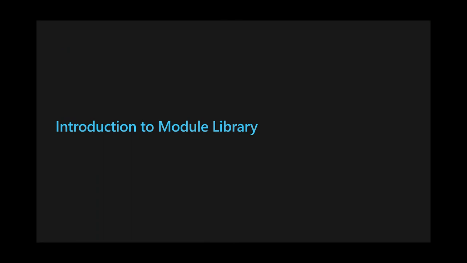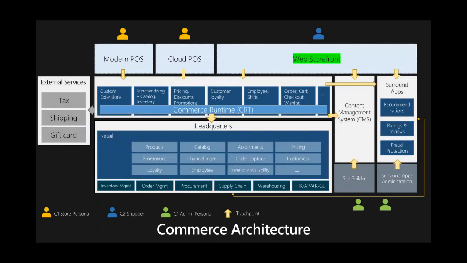So let's start with an introduction. In order to understand the big picture, I'm going to start with the commerce architecture. Let's have a high-level overview of commerce architecture and see how and where the module library fits into this equation. Commerce architecture, I think many of you are familiar. We have headquarters, which is where all the products, pricing, discounts, inventory, etc. are configured. This is the one place where all the information for your channels is getting powered from.